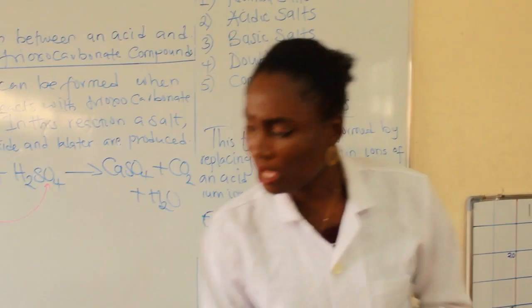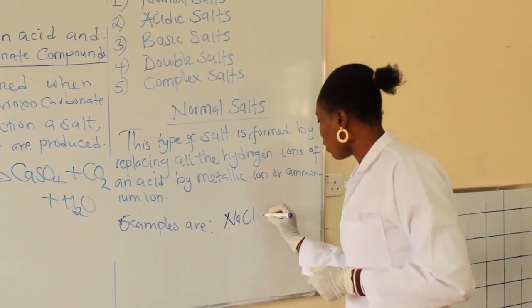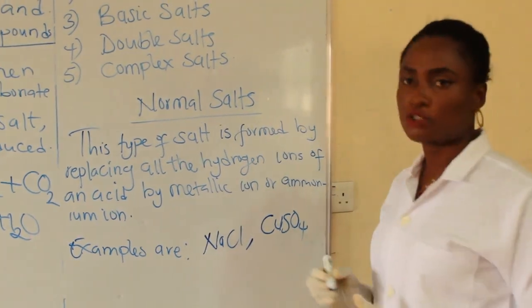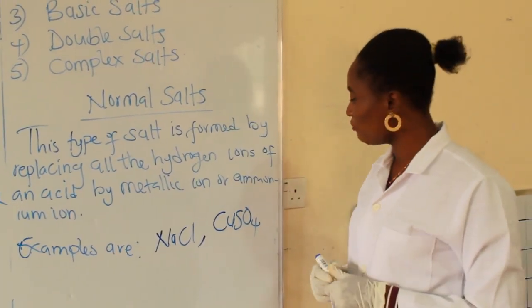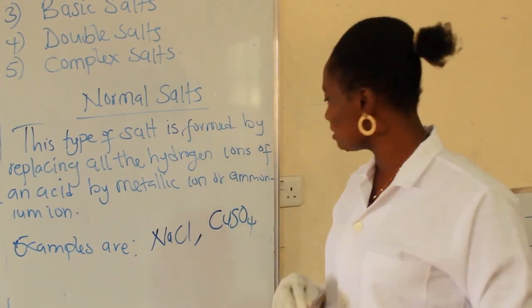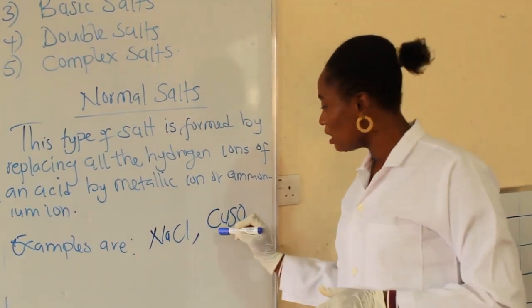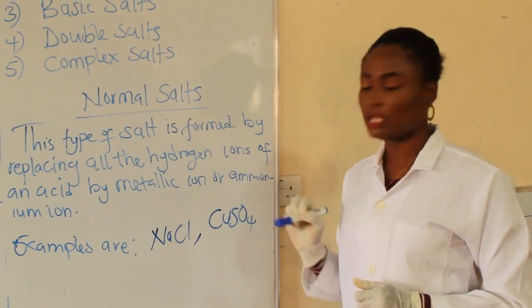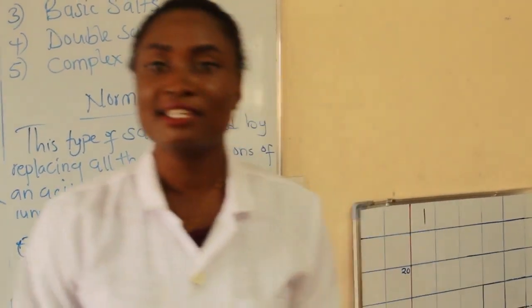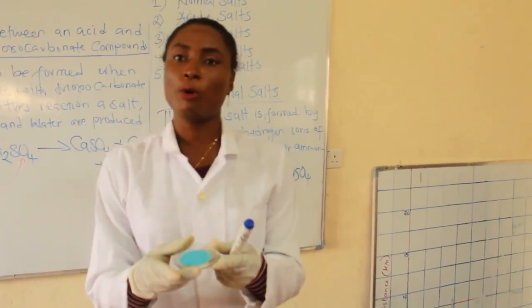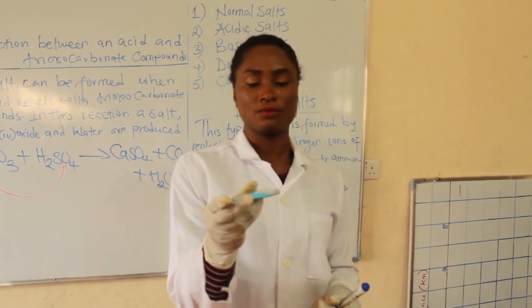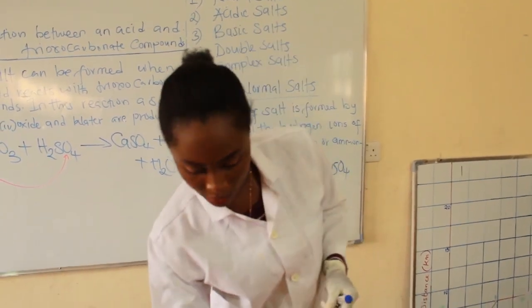Okay, now another example is your copper sulfate. Copper sulfate is formed from sulfuric acid, H2SO4. When you replace the 2 hydrogens in sulfuric acid by copper ion, then we form copper sulfate. Now, copper sulfate is a colored salt, and it has a blue color. Okay, take note. This is copper sulfate.